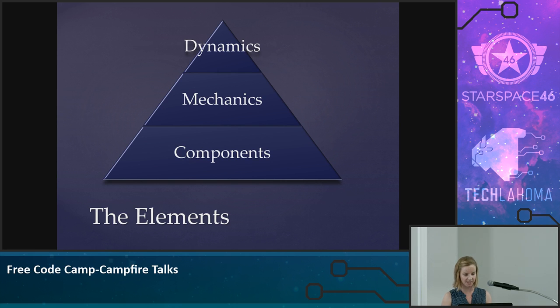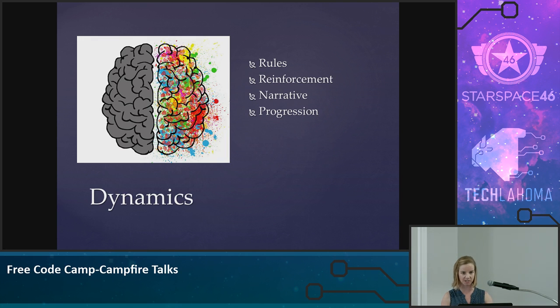Okay, so the elements, dynamics, mechanics, components, going up from a higher level with dynamics, and then components being what you see. This is what you want to think of when you're designing the game system. Okay, so dynamics are the rules or the constraints of the system. What you want to think about with reinforcement, what's the schedule of reinforcement? Hopefully you have some unpredictability with the reinforcement, because when people are reinforced in a predictable way, it's not very motivating. What's the narrative? This is a big part of it.